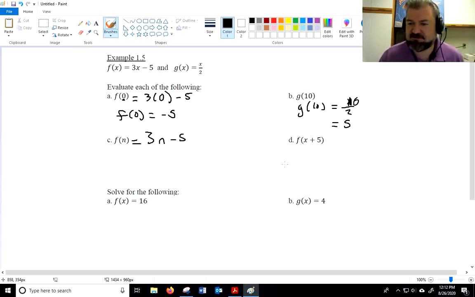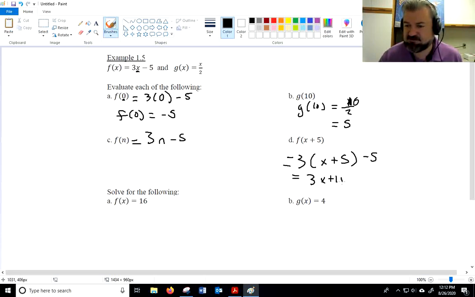What about f of x plus 5? Well, I have to put x plus 5 wherever there's an x. So right here, there's an x. It gets replaced with x plus 5. So it becomes 3 times x plus 5 minus 5. We could leave it like that, or we could even simplify. Distribute: 3x plus 15 minus 5 gives me 3x plus 10. So f of x plus 5 became 3x plus 10.